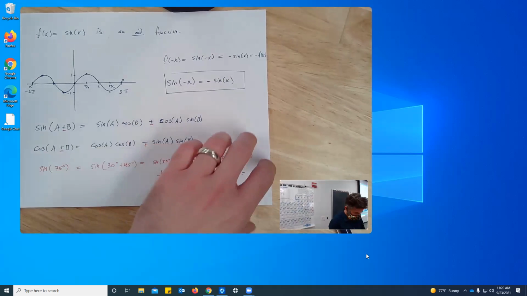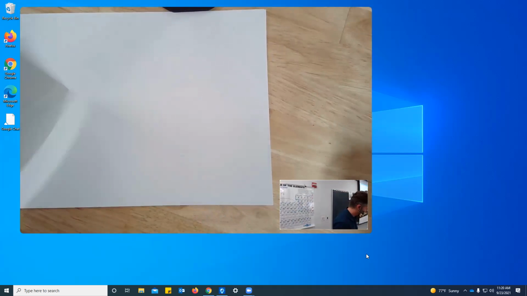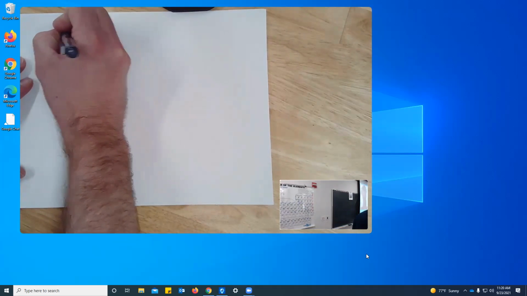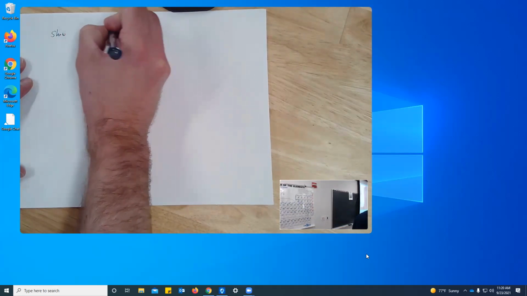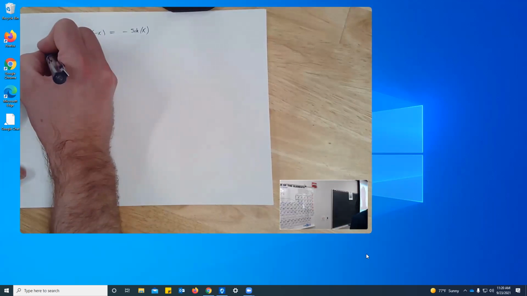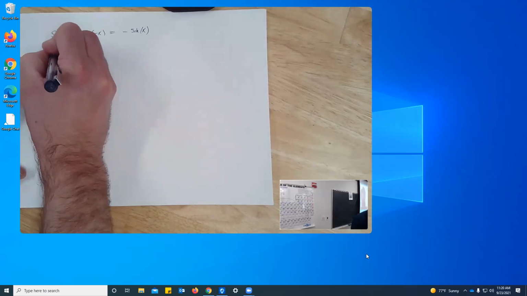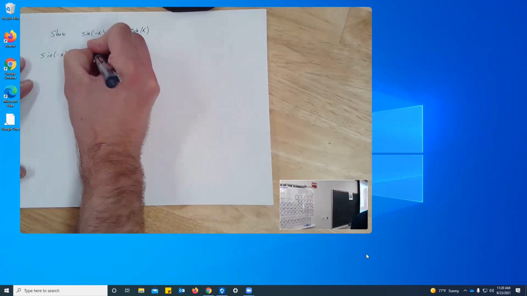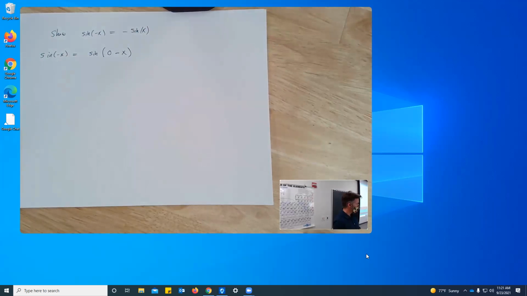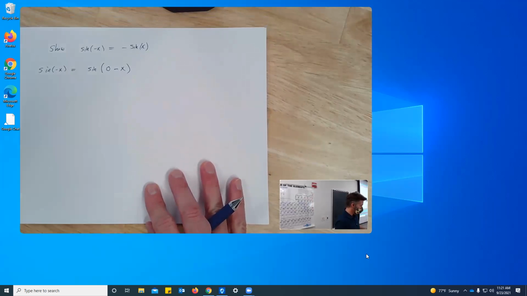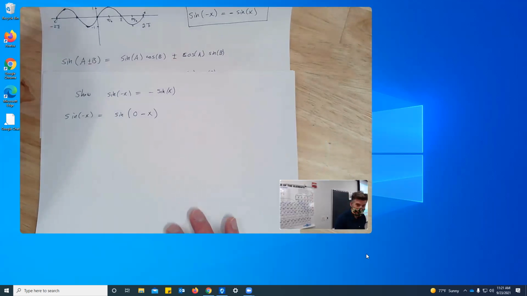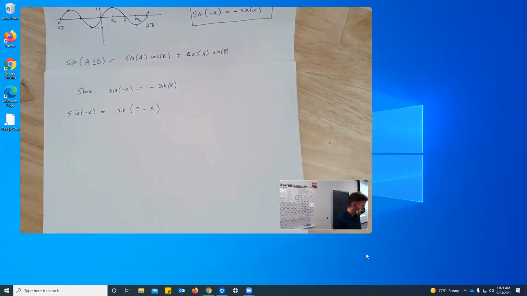Wait a moment for Jonathan to get back, but we'll go ahead and here's what we're going to do. We're going to actually show that sine of negative x is equal to negative sine of x. And the way we're going to do that is by writing sine of negative x as sine of 0 minus x. And then we're going to use the angle difference formula. It is the difference of two angles, and we're going to use that formula to do it.